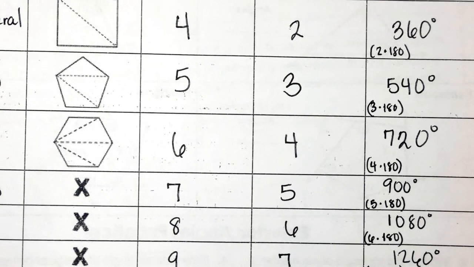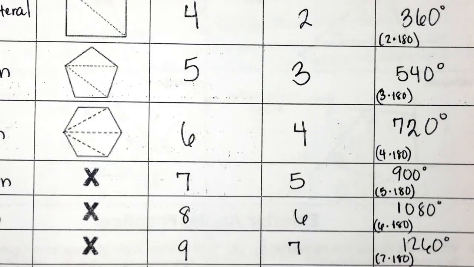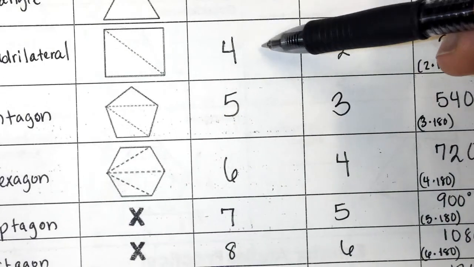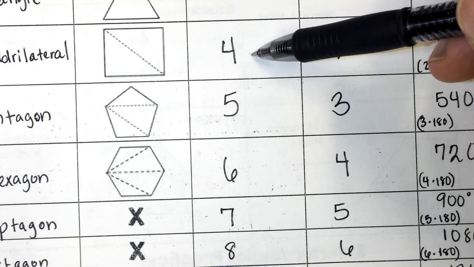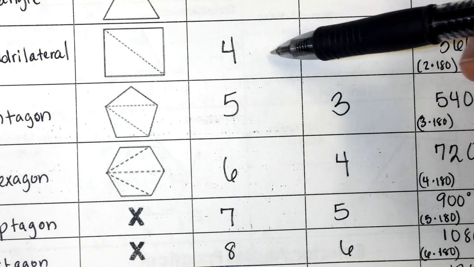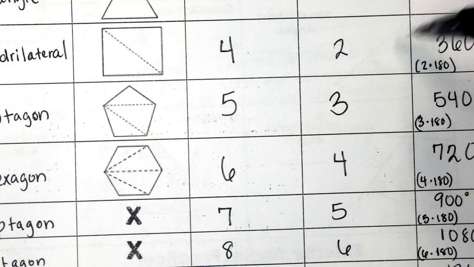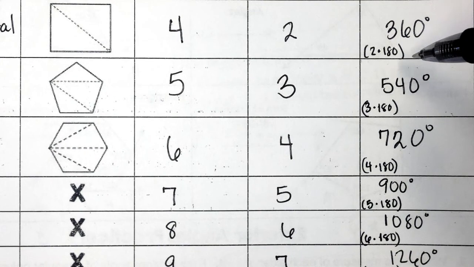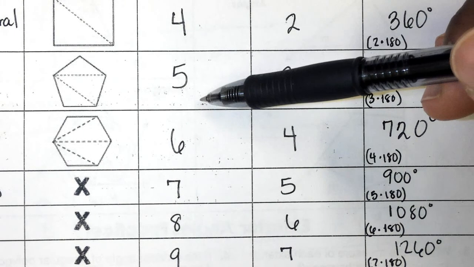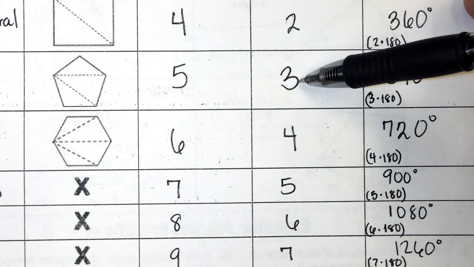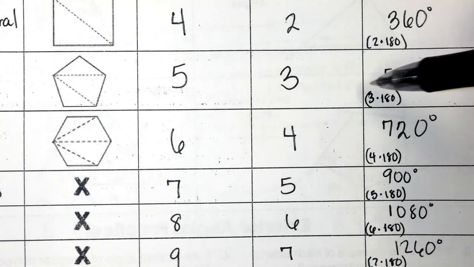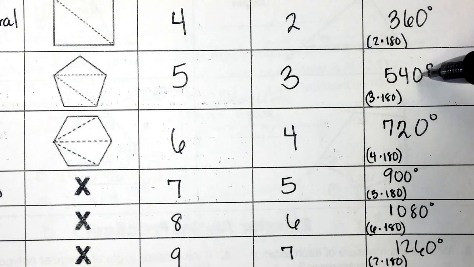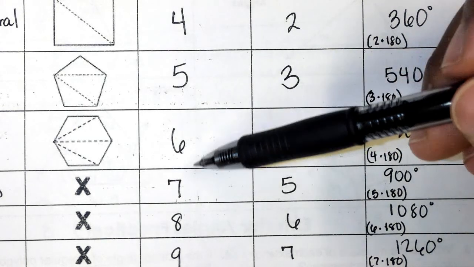So the n represents the number of sides. Look at a quadrilateral. We have 4 sides. They're telling you to subtract 2 from that. That's where you get the 2 triangles from. And then times 180, that's where we get 360. That's all the formula is showing you down here. Same thing for this one. 5 minus 2 will give you 3 triangles. 3 times 180 will give you 540 for the pentagon.